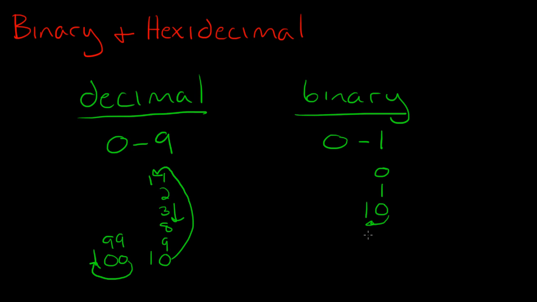So the next number then would be 1, 1, and then because these columns are both full, we now zero them out and put a 1 in the next column. And so this would continue on indefinitely, or until we've come up against the maximum number of binary digits that we want to use. And binary digits are commonly referred to as bits.